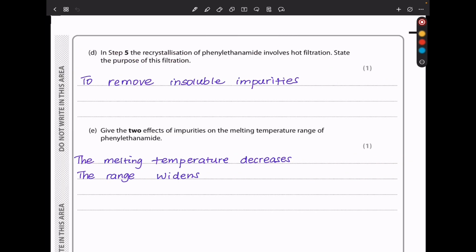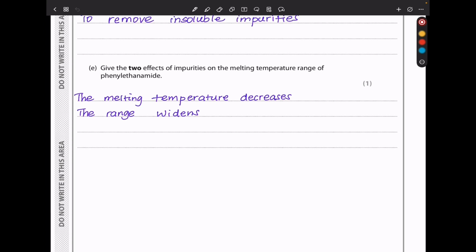In part D, they say, in step 5, the recrystallization of phenyl ethanamide involves hot filtration. State the purpose of this filtration. This is done to remove any insoluble impurities.